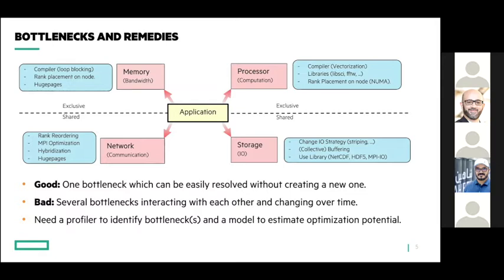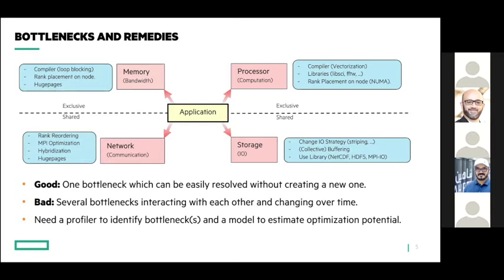All right, and in every case, if you might identify one bottleneck in one place, which is the ideal case, you have several remedies you can try, like compiler flags for better loop blocking if you're memory bandwidth bound, huge pages, and so on. Also for the network, you can start considering rank reordering, MPI optimization using environment variables, hybridization, and so on.